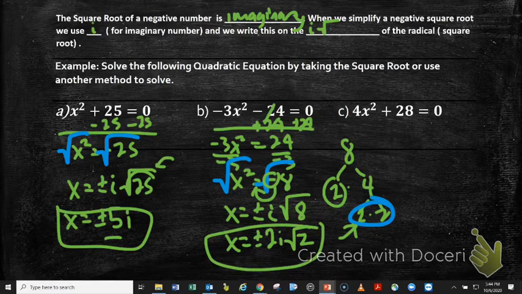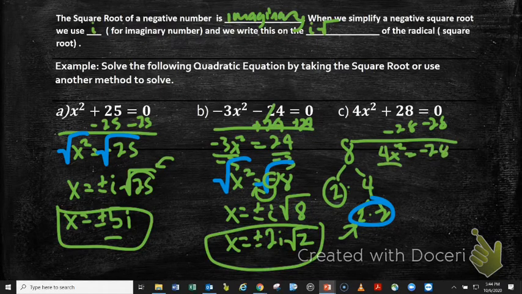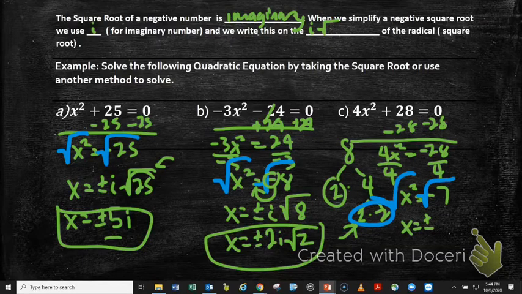And then lastly, subtract 28, we get 4x squared equals -28. We're going to divide both sides by 4, and we get x squared equals -7. Take the square root of both sides, and we get x equals plus or minus, bring this outside, i square root of 7. And now we're going to simplify the square root of 7.